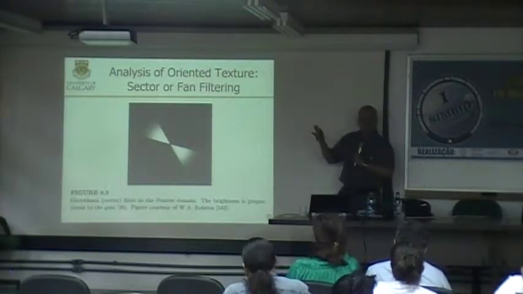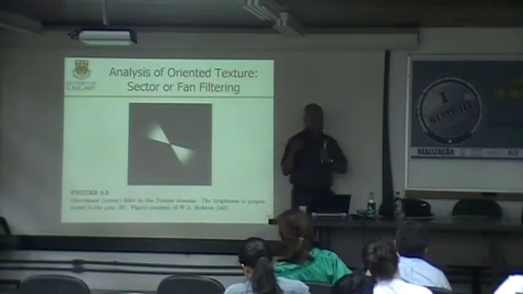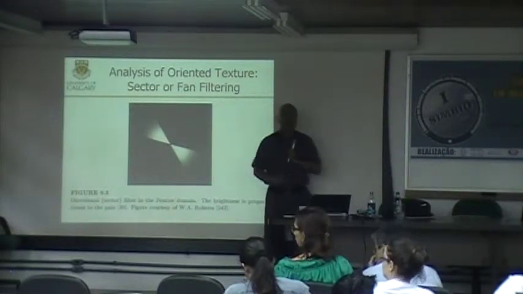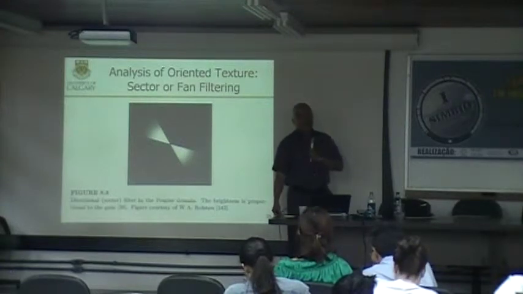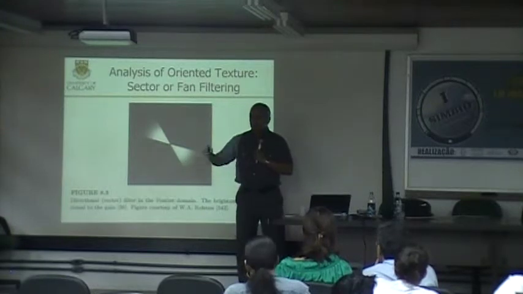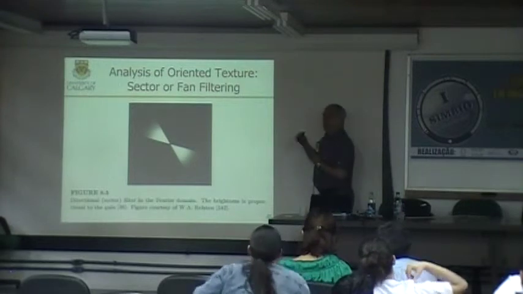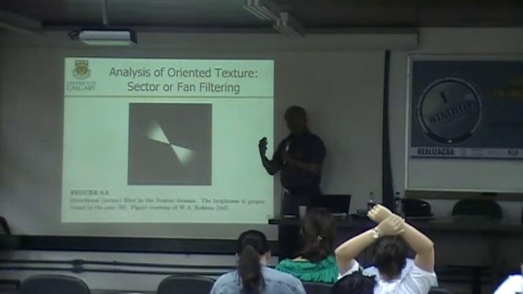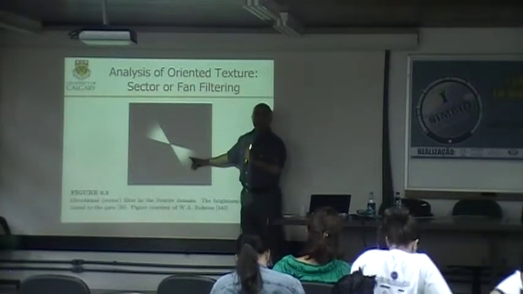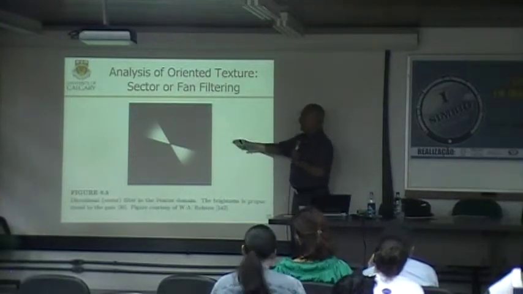So these are some techniques for the analysis of texture: random, periodic, fractal. Now there is another part to this story which is oriented texture. I mentioned oriented patterns in mammograms, oriented patterns in wood grain, oriented patterns in hair, and so on. So when you want to analyze oriented patterns, you want to detect the presence of objects at a certain angle. And for that you can use a sector angle or sector filter or a fan filter in the Fourier domain.